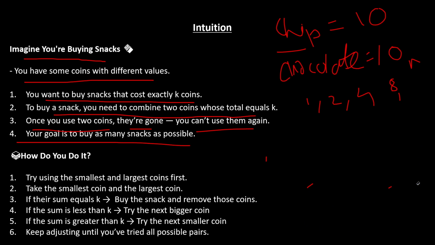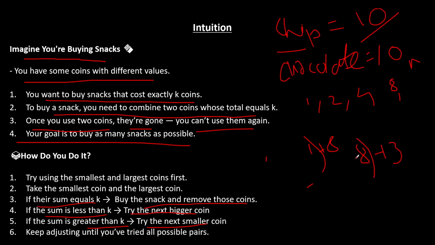So what we understood from the intuition is that if the sum of the taken pair is equal to k, which is 10 in this case, buy the snack and remove those coins, right? If the sum is less than k, in the case of 1 plus 8, try the next bigger coin. Next bigger coin means from the smaller end. If the sum is greater than k, like in the case of 8 plus 3, try the next smaller coin.